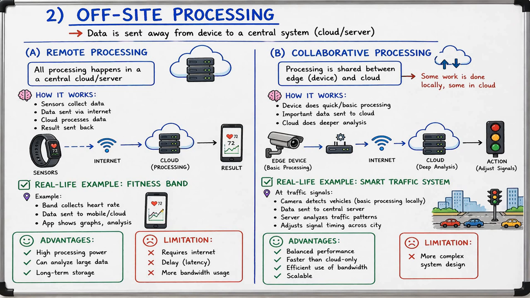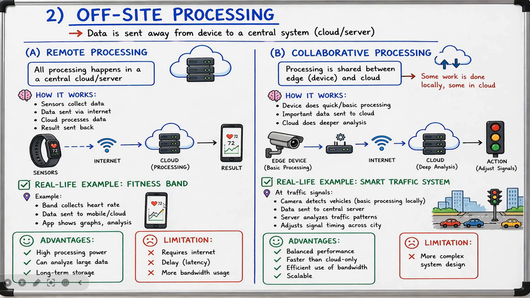Now one real-time example here is the fitness band, where the band collects the heart rate. That is, the fitness band continuously measures the heart rate using the sensors, and the data is collected in real time. And the data is sent to the mobile or the cloud. That is, the data is transferred to a smartphone or a cloud server, and the internet or Bluetooth is used for the communication. Then here the apps show the graphs and the analysis.